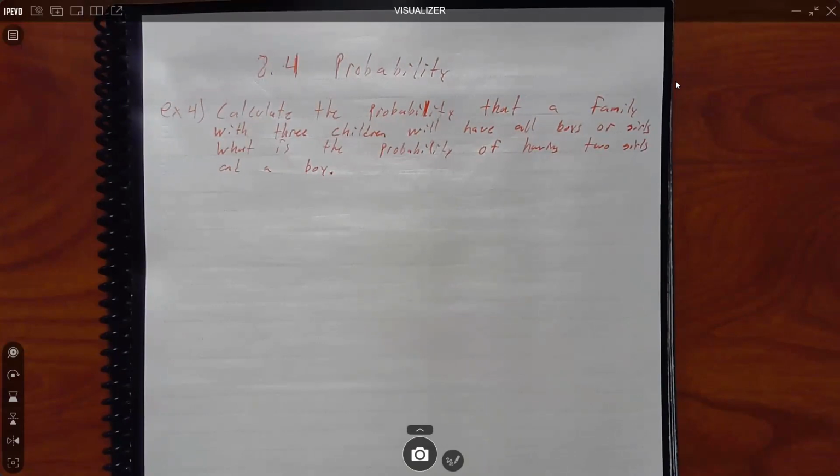All right, so calculate the probability that a family of three children. As we talked about last time with the counting principle, we assume that every single time you have an option of boy or girl. That means for the first kid you have 2 options, second 2 options, third 2. Now, if you know the number of options, the fundamental counting principle says you multiply them together.